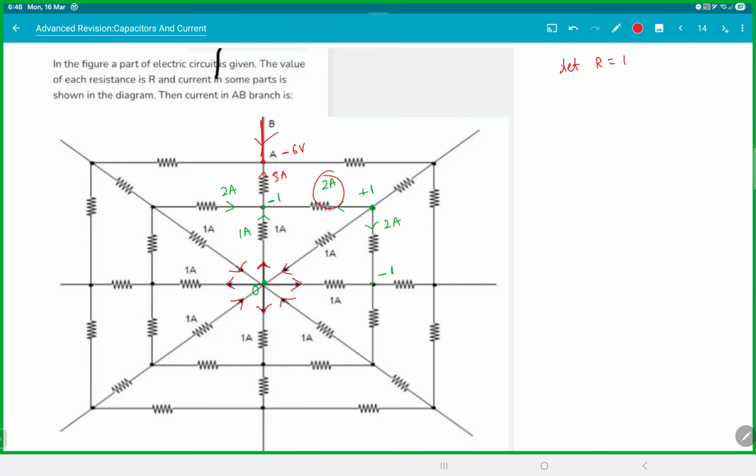V is equal to IR. The potential difference is -6. If that is -6, you can use the same argument here. Here, the 5 ampere current is coming. This is +6. This is +6. If that is +6, that means this is 12 ampere current and this is 12 ampere current. So 12, 12, and 5 is coming. So the current in the branch IAB is 29.